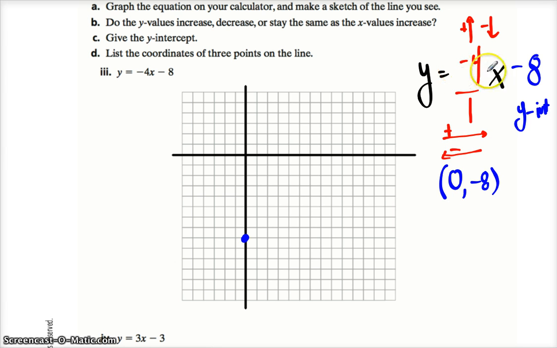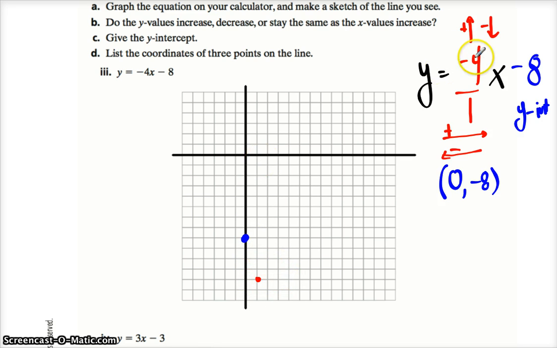So right now I have negative, positive. Gavin? I have negative and positive. So that means from this point, I go down 4 spaces, and then to the right 1 space. So I'll go down 1, 2, 3, 4, and to the right 1 space. I don't really have any space to go anymore because I'm kind of off my graph.